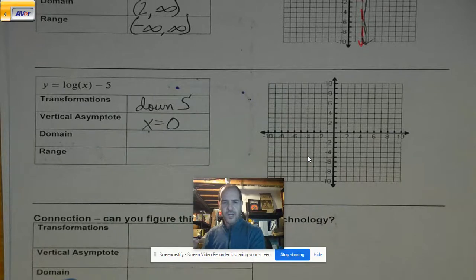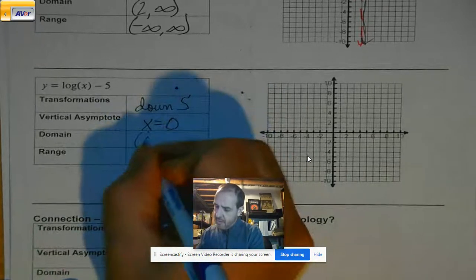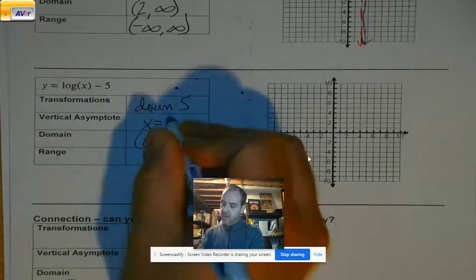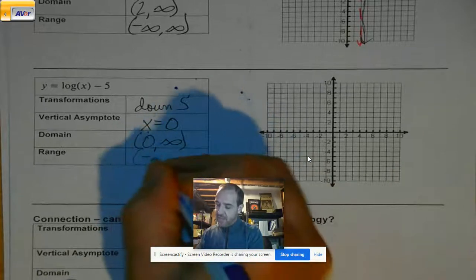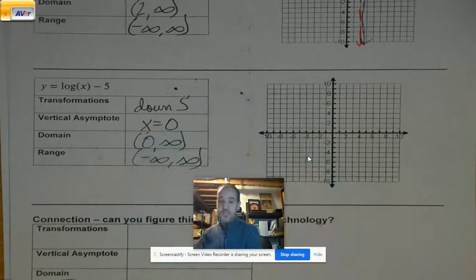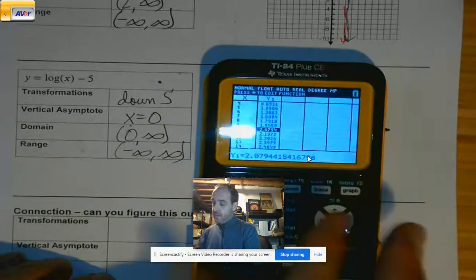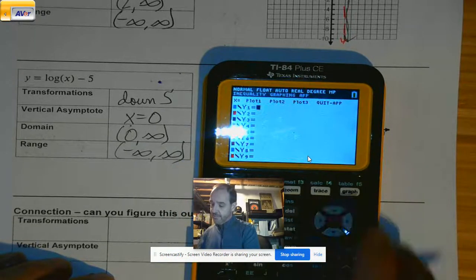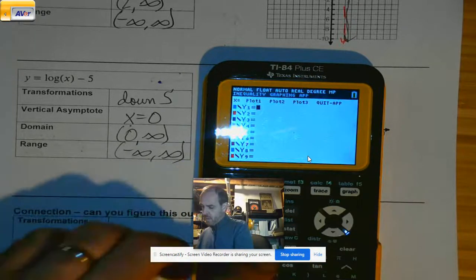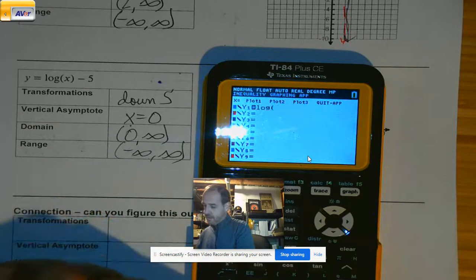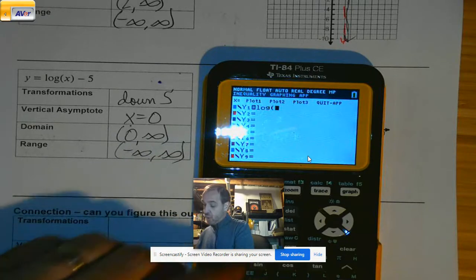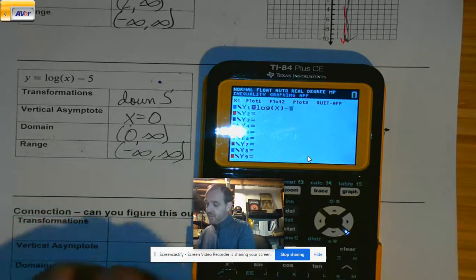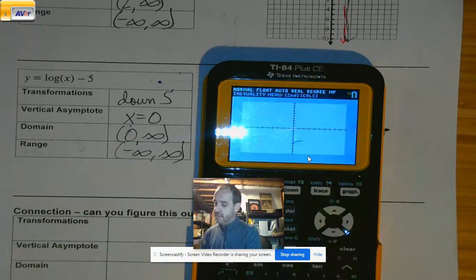It naturally is at 0. We're going to look at it on the graph in a minute. My domain always goes with my vertical asymptote, and the range just doesn't care. It's going to keep doing what it does. So let's see here. Log. I find the log button. There it is. X. Make sure you close the parenthesis this time. Otherwise, you're going to be in for a surprise.